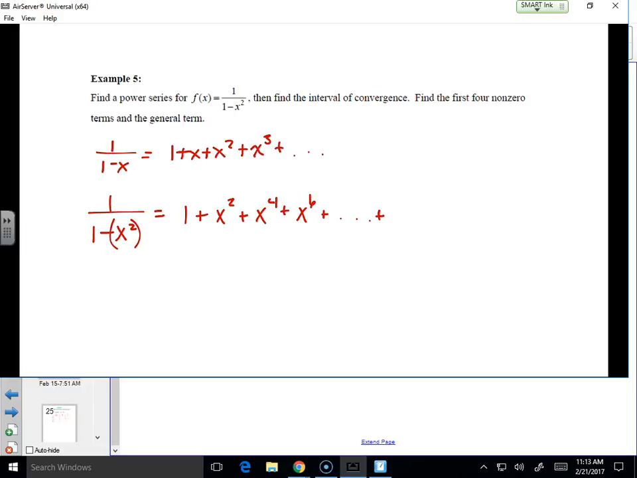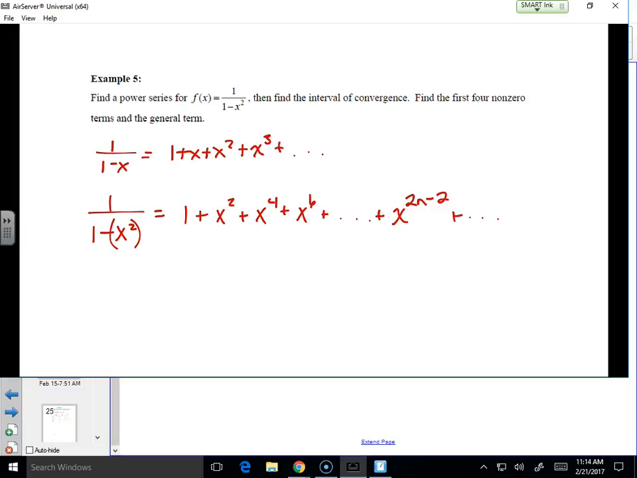What would be my nth term, cool kids? 1, x to the 2n. Almost, except we're starting at 1. It's 2n minus 1, but that's going to be odd numbers. Minus 2. There you go. Because 2 times 1 is 2 minus 2 is 0. 2 times 2 is 4, 4 minus 2 is 2.